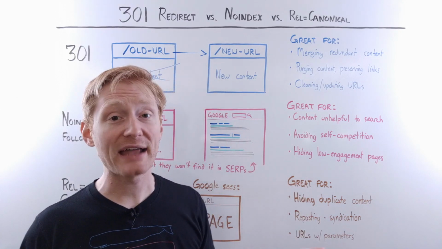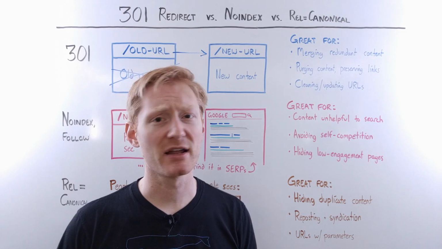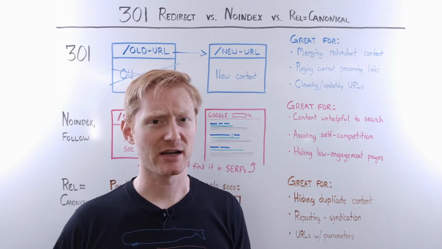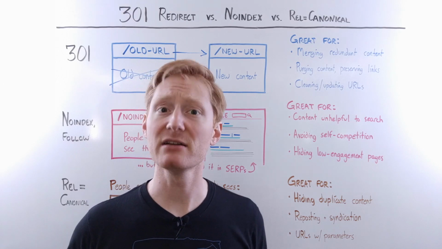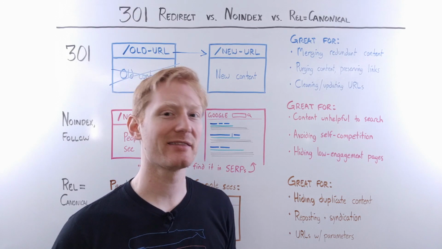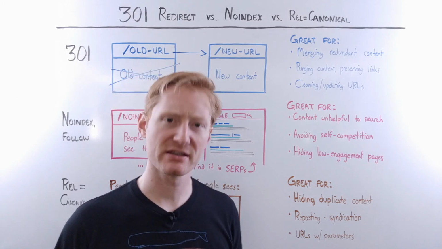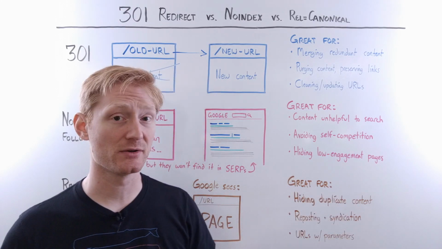Thirdly, this is great for hiding low engagement pages. There are some pages on your site that people don't spend a lot of time on, that don't get a lot of traffic, and if Google sees a great deal of pages on your site that aren't getting engagement, then that's not really that great for you, doesn't send good signals about your site as a whole, and so it's often good to de-index those pages.